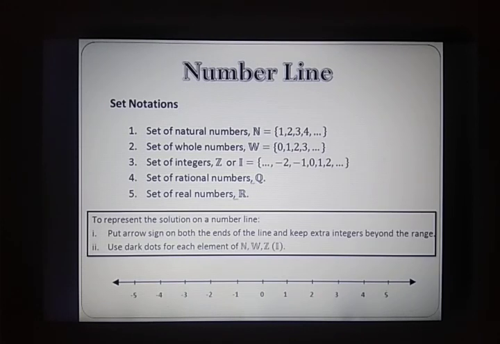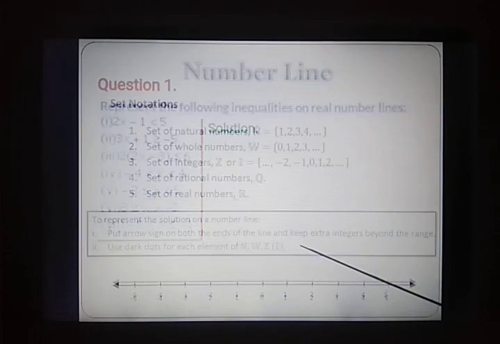Now here you need to understand these 2 points. So how to draw a number line, that is said by point number 1, and the second part is very important. Now it says use dark dots for each element of natural numbers, whole numbers and integers. So only for these three we have to make use of dark dots. So what is the meaning of this? We'll see through some examples.